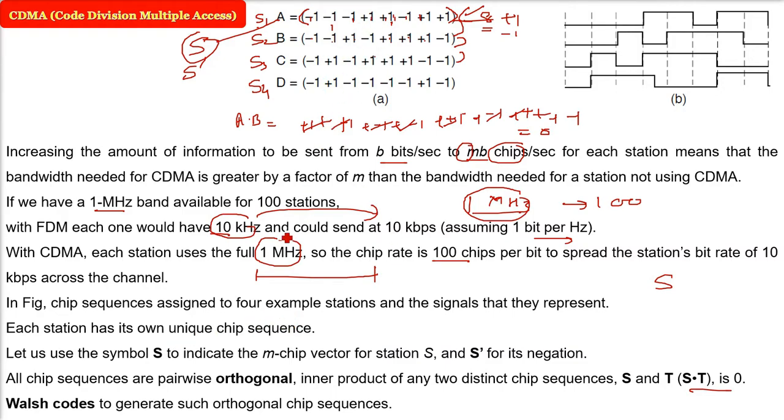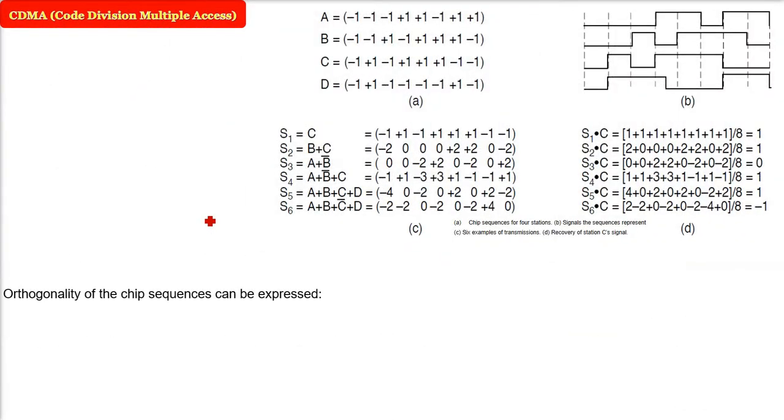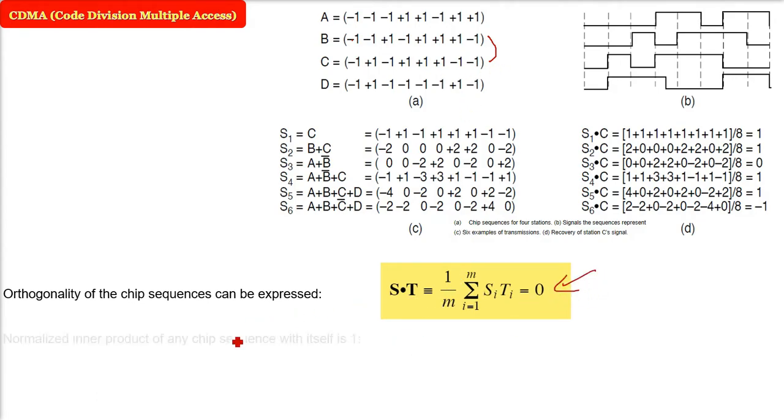And these codes are coming from Walsh code. These are the Walsh codes used to generate such orthogonal chip sequences. As I said, 64, 128 bits will be there. How do you represent the orthogonality? If you take these two, B and C, negative 1 into negative 1 plus negative 1 into 1, like this, and the last negative 1 into negative 1. You add them, and that will give you 0. So this here is the expression.